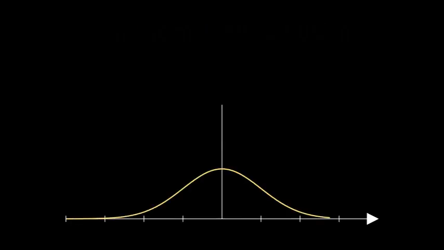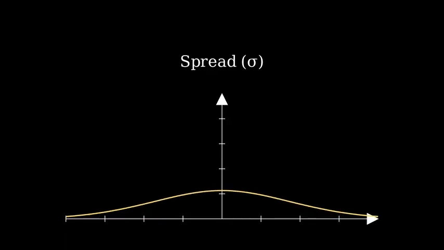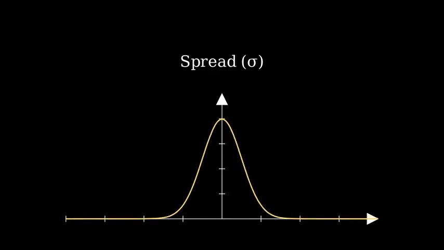Welcome to our look at the normal distribution. This curve is known as the bell curve. The peak marks the average, known as the mean. We change the spread using the standard deviation. A high sigma widens the curve, while a low sigma narrows it.